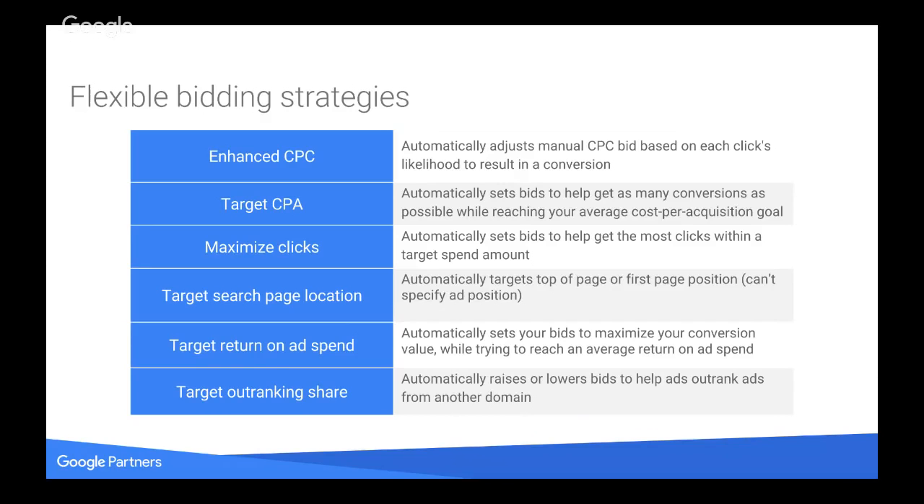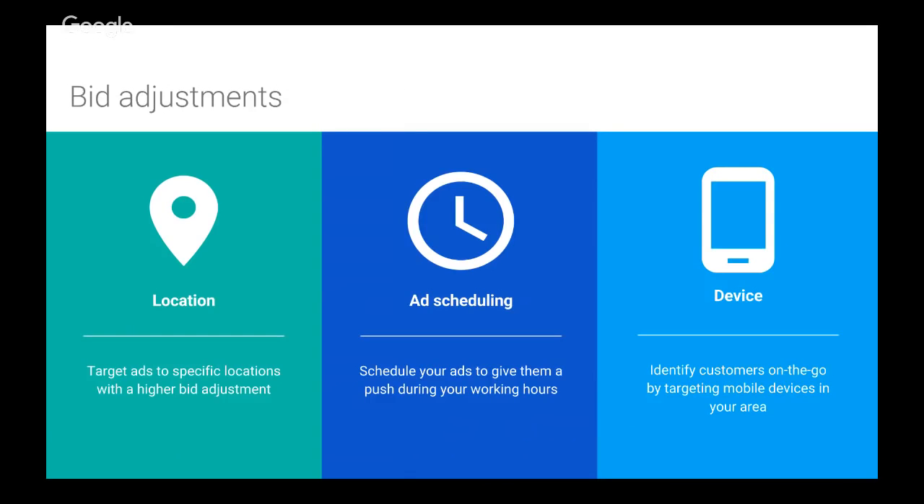And target outranking share allows you to automatically increase or lower your bids to help you outrank a particular domain that you're looking to do a little better than. The next thing to take into account are bid adjustments. Now, bid adjustments give you a bit more of an advantage in terms of the locations that you're targeting, the times of day or the hours of day, in fact, that you are targeting, as well as the devices on which you're showcasing your ads.